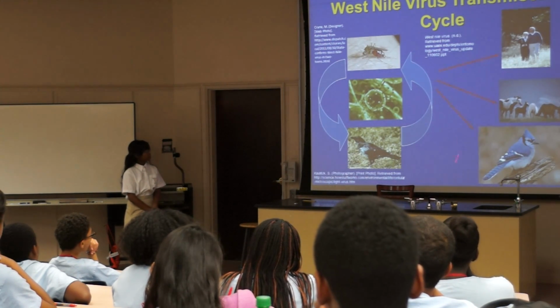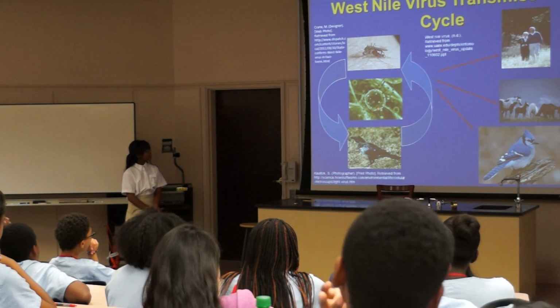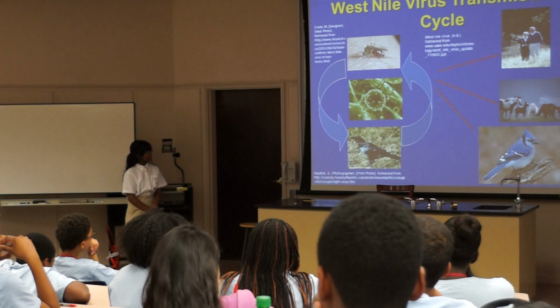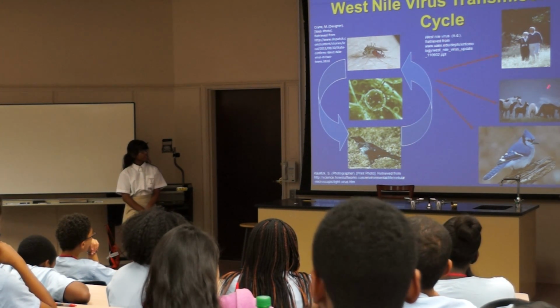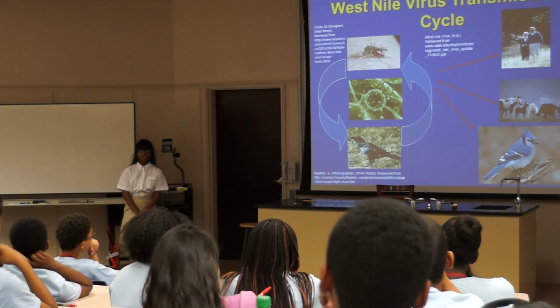This diagram shows the picture of the West Nile virus transmission cycle. The virus usually cycles between mosquitoes and crows, but sometimes when a mosquito feeds off a crow, it can spread the virus to humans, other vertebrates, such as mainly horses, and other birds, mainly blue jays.